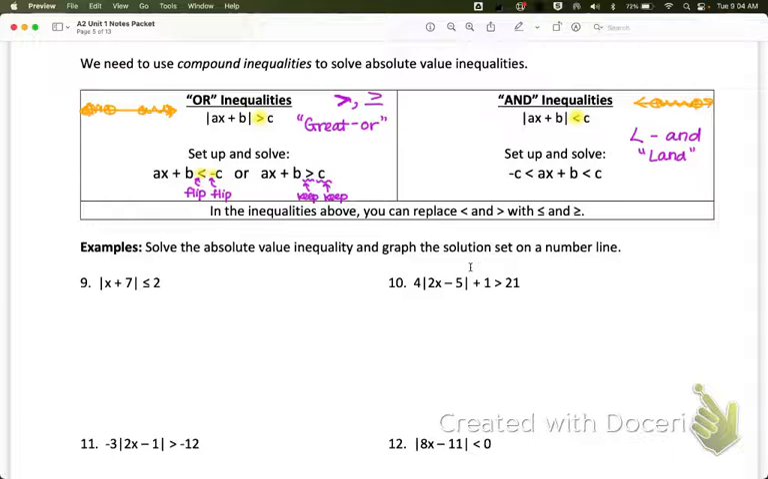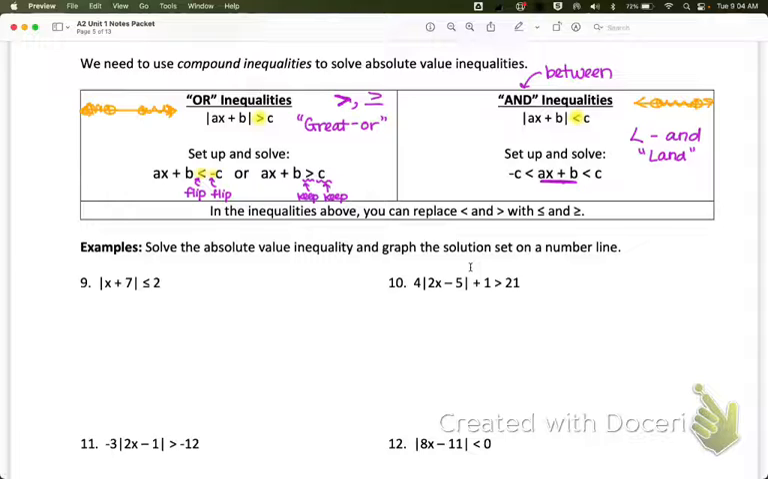With an AND, remember we talked yesterday that another word for AND would be between. So that's easy to remember. We're always going to set this up between two less thans, okay? And if they're equal to, it'll work exactly the same.